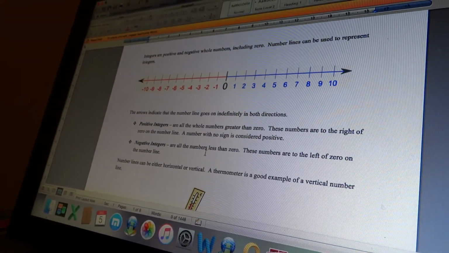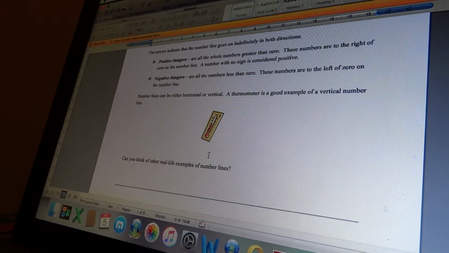And now next, please write what are positive integers. Positive integers are all whole numbers greater than 0. These numbers are to the right of 0 on a number line, and a number with no sign is considered positive. If there is no sign mentioned on the number, that means that number is a positive number. And what are negative numbers? Negative integers are all those numbers which are less than 0, and they are represented on the number line towards the left of 0. So those all are negative integers.